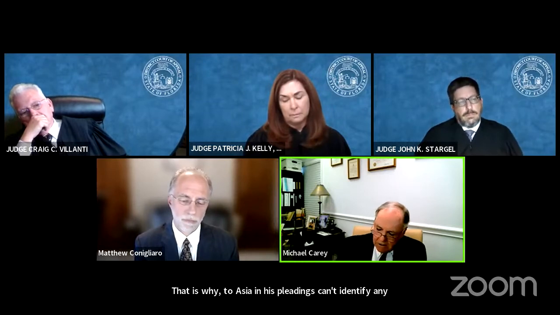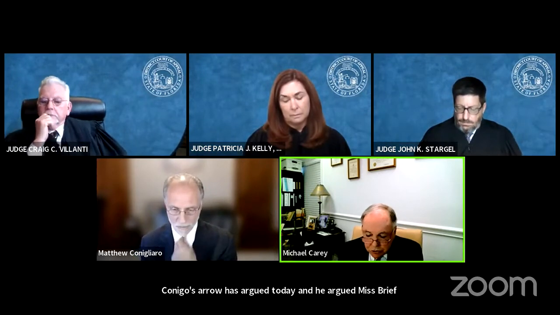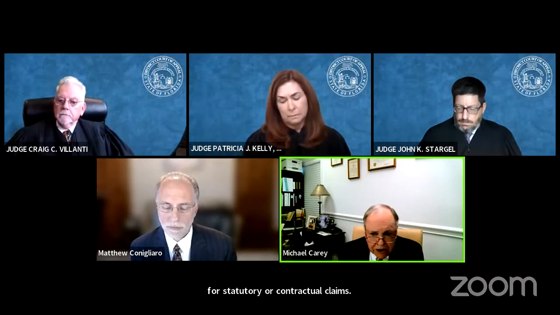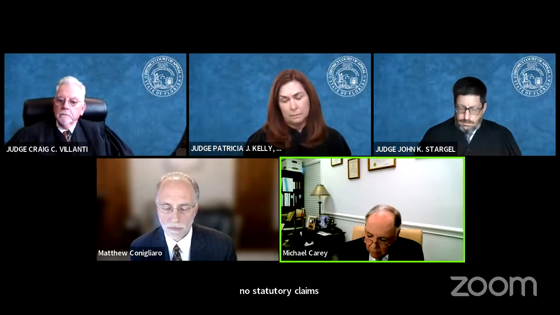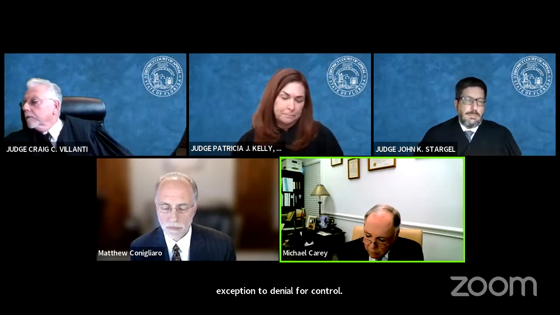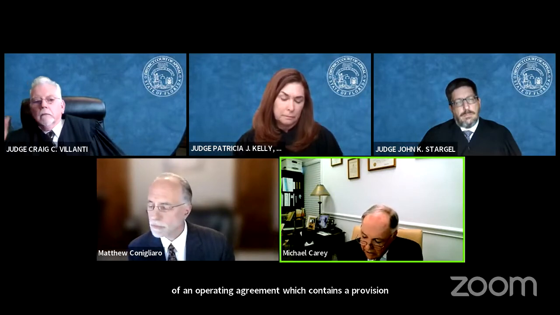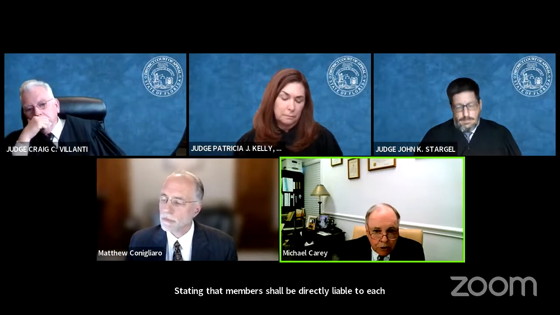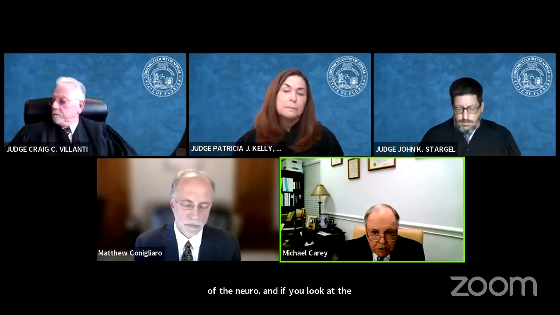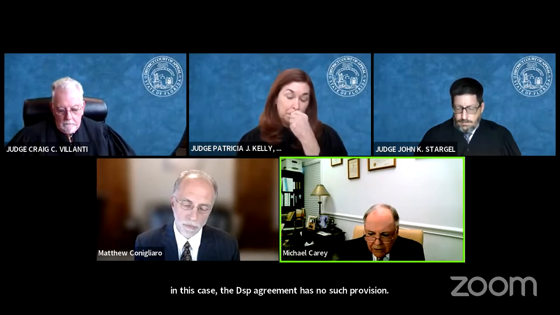Now, Mr. Conigliaro has argued today, and in his brief, that counts 6 and 7 fit within an exception to De Niro for statutory or contractual claims. We would respectfully disagree. First of all, there are no statutory claims pled. Second, to fit within the exception to De Niro for contractual claims, those contractual claims must arise out of an operating agreement which contains a provision stating that members shall be directly liable to each other for breaches of the terms of the operating agreement. That's right out of De Niro. And if you look at the operating agreement in this case, the DSPP agreement has no such provision. There's no such provision stating that members shall be directly liable to each other.